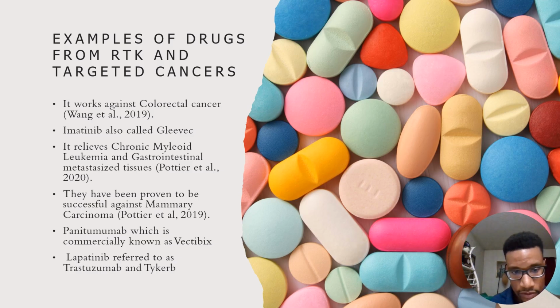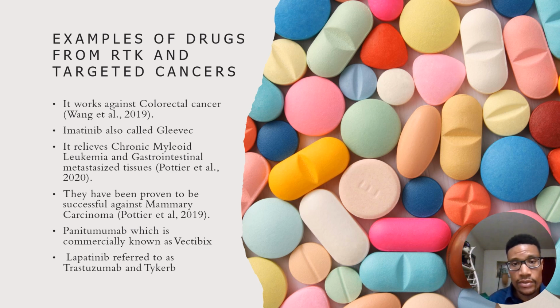Examples of drugs from RTK and targeted cancers. It works against colorectal cancer. The imatinib is also called Gleevec. It relieves chronic myeloid leukemia and gastrointestinal metastasized tissues. They have been proven to be successful against mammary carcinoma. The panitumumab, which is commercially known as Vectibix. The lapatinib, referred to as the trastuzumab, and Tykerb, which I probably mispronounced.